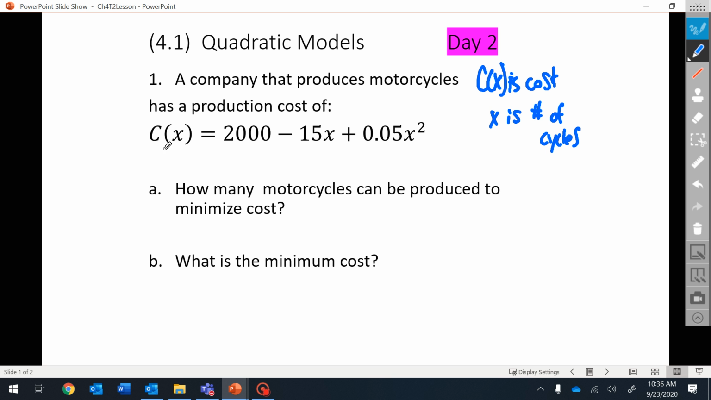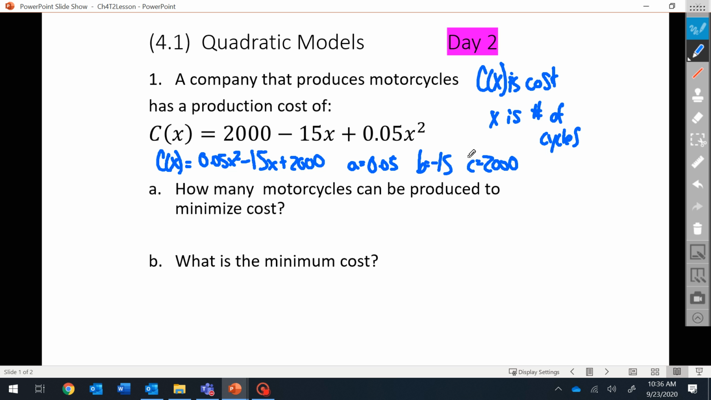So first I want to put this into standard form. C of x equals 0.05x squared minus 15x plus 2,000. So it will help me easily identify the a, the b, and the c. The a is 0.05, b is negative 15, c is 2,000.